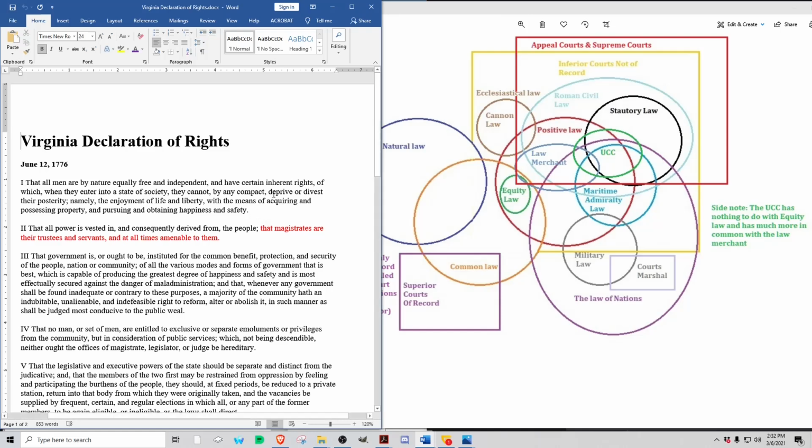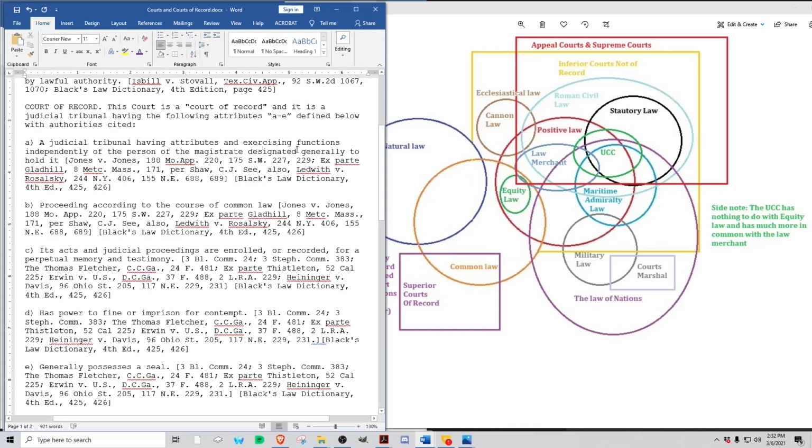So get back to the court of record. A judicial tribunal having attributes and exercising its functions independently of the person of the magistrate, designed generally to hold it. You've got all this case law here. B, proceeding according to the course of the common law. Superior courts proceed according to the course of the common law, not according to statutes, acts, ordinances, and codes, UCC, law merchant, Roman civil law filth. Got it?